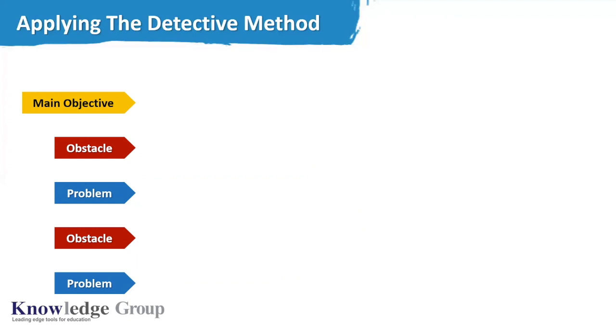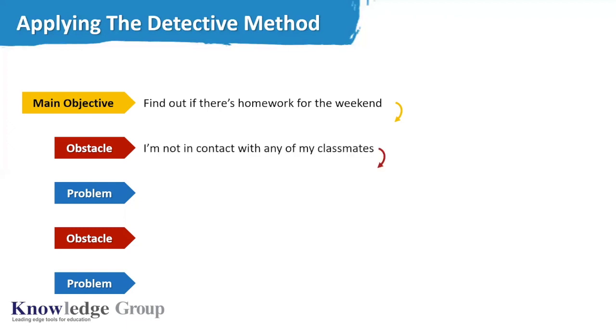Of course, we can have many answers, and they are going to be different, but maybe we all agree that our main objective is to find out if Alex has homework for his weekend. That is the main objective. Now, according to the story, the first obstacle was preventing you from having the information. The question is, how can Alex contact one of his classmates? Because he doesn't have any contacts with his classmates.